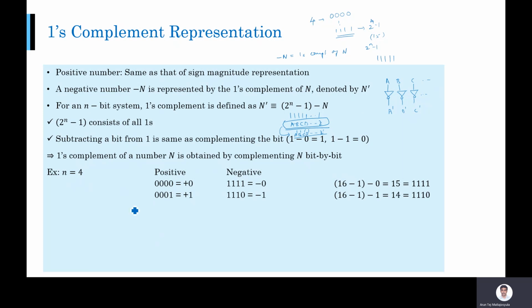All right. So positive numbers, as I said, are same. 0 0 0 1 is plus 1. So the 1's complement representation of minus 1 is 1 1 1 0. Okay. If I take any other number, let us say plus 5. Plus 5 is what? 0 1 0 1. Right. So minus 5 representation will be 1's complement of this, which is 1 0 1 0. Okay. So this 1 is indicating that it's a negative number.